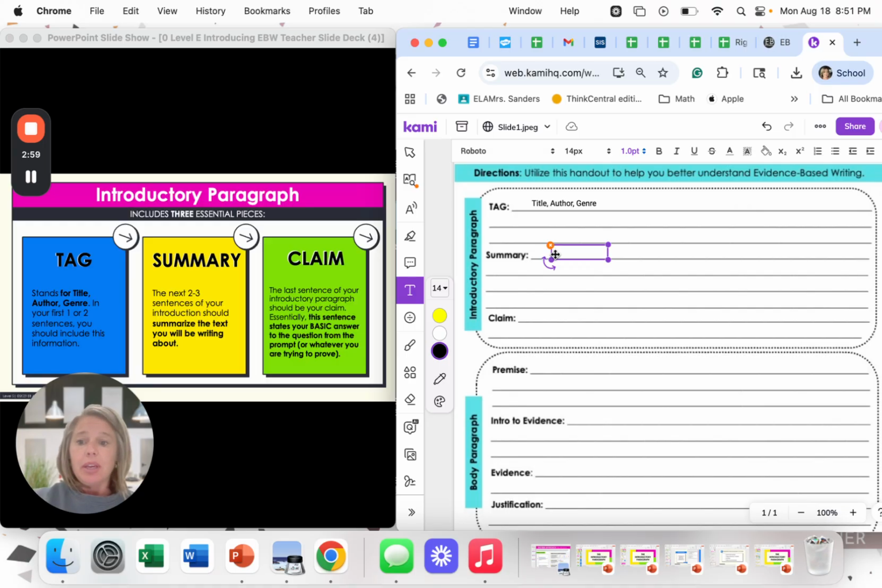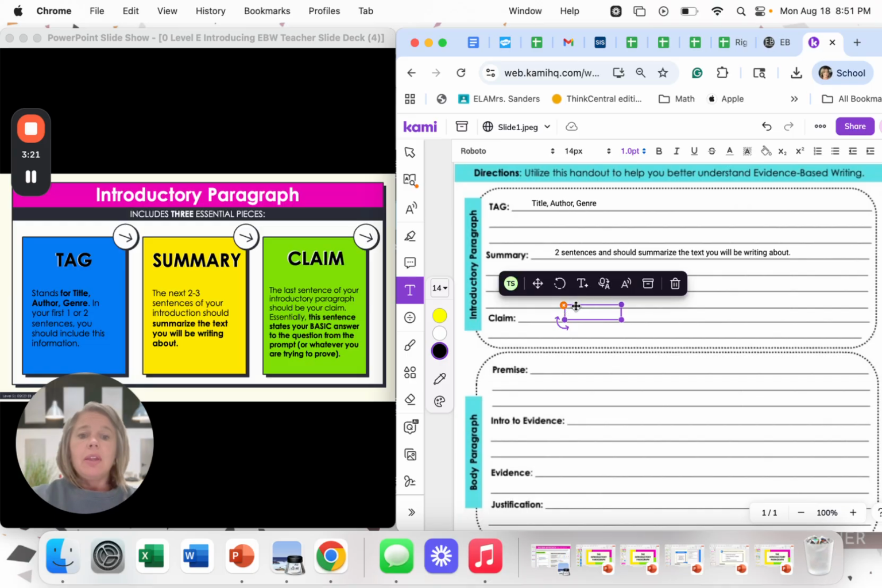The summary should be at least 2 sentences, if it's a long story, that is, and should summarize the text you will be writing about. And I know I type faster than you're writing, and that's okay. So you pause this when you need to. And then your last sentence in this top paragraph, in the introductory paragraph, is called your claim.